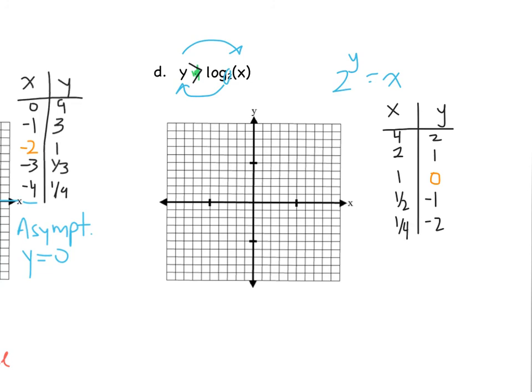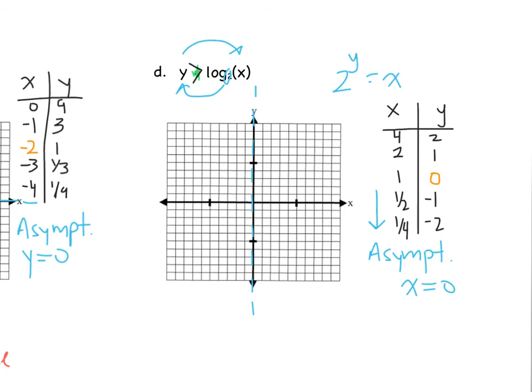Now what about our asymptote this time? Our asymptote with log functions is a vertical line. What we should notice is x is getting closer and closer to 0 as y goes more and more negative. So we have a vertical asymptote this time of x equals 0. Let's plot that first before we plot the other points.